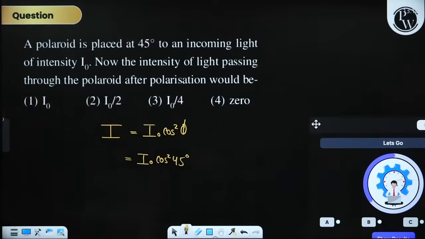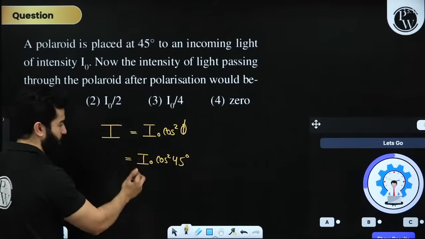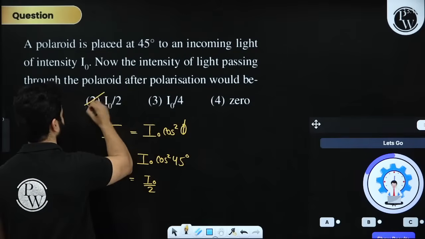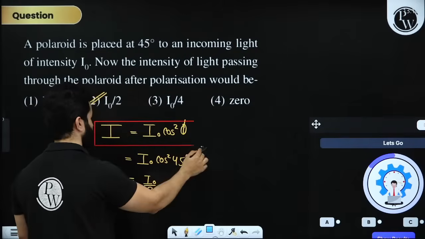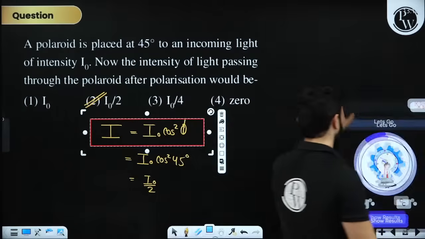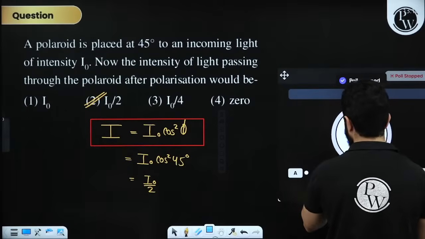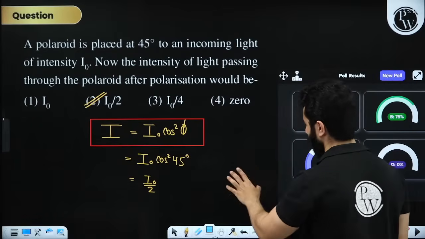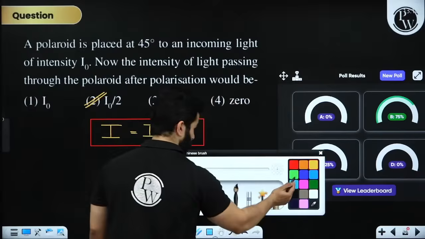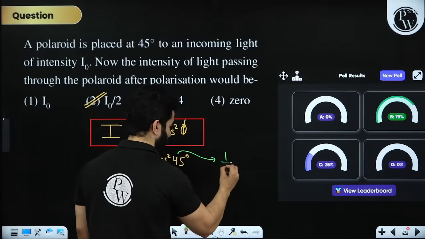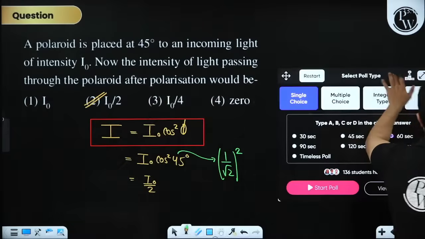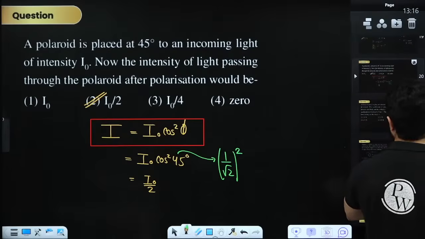Be quick, dosto. Not 1 by 2, simply cos squared theta, cos squared phi only. So this will become I0 by 2. Simple answer, I0 by 2, that is B. Malus law. So the correct answer is option B. Cos squared 45 is, cos 45 is 1 by root 2, and the square of this is 1 by 2.